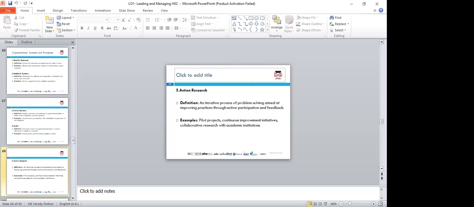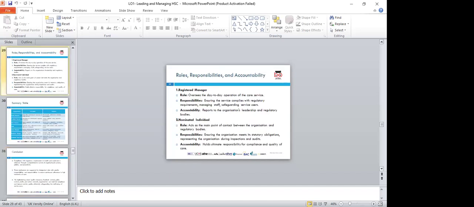Action research, an iterative process of problem solving aimed at improving practices through active participation and feedback. Active participation, it's the same thing, participating actively is the same thing that we're talking about. Example, pilot projects, continuous improvement initiatives, collaborative research with academic institutions.